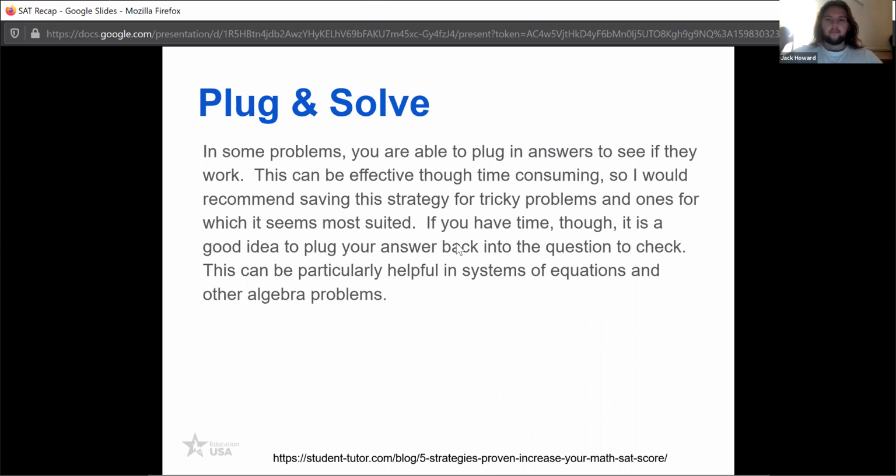Like if you do a system of equations and you get what you think is the right answer, plugging the one answer that you think is correct back in would be a good idea.